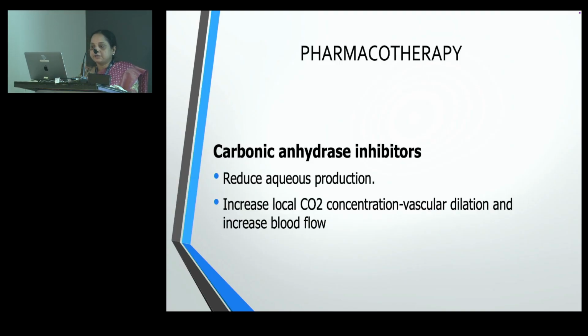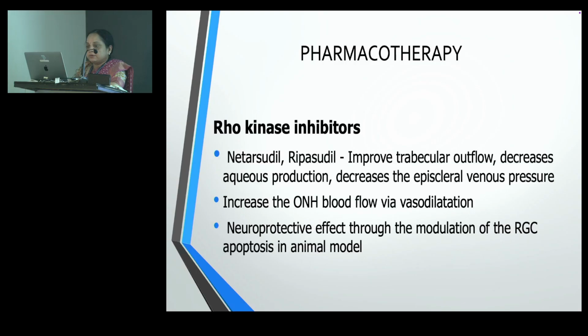Carbonic anhydrase inhibitors reduce aqueous production. They can give 15 to 20% IOP reduction. They can cause an increase in ocular blood flow. Rho kinase inhibitors like netarsudil and ripasudil improve the trabecular outflow, decrease the aqueous production and decrease the episcleral venous pressure. They increase the optic nerve head blood flow via vasodilatation, and have a neuroprotective effect through the modulation of retinal ganglion cell apoptosis in animal models.